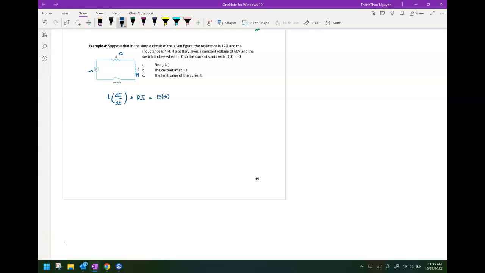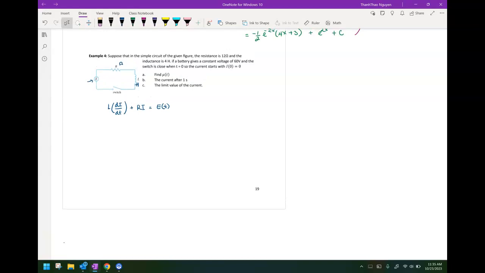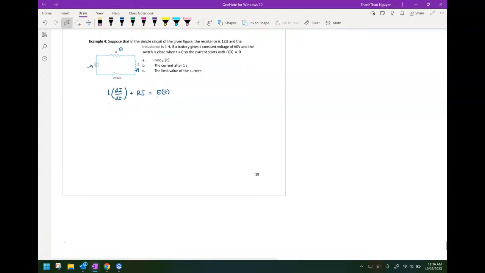So suppose that in the simple circuit of the figure, the resistance is 12 ohms and the inductance is 4 Henry. If the battery gives a constant voltage of 60 volts and the switch closes when t equals 0, the current starts with I of 0 equals 0. First, we want to find the integrating factor mu of t. Then we want to find the current after 1 second, and we want to talk about the limit value of the current.